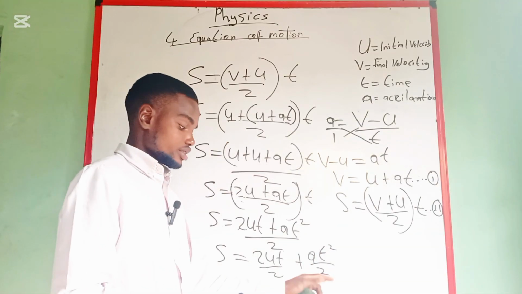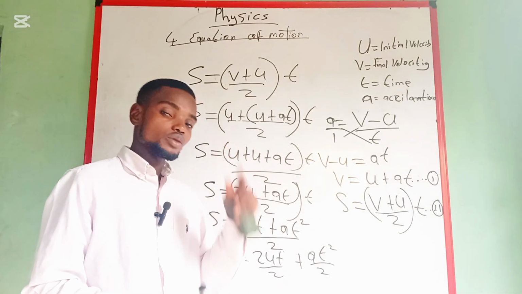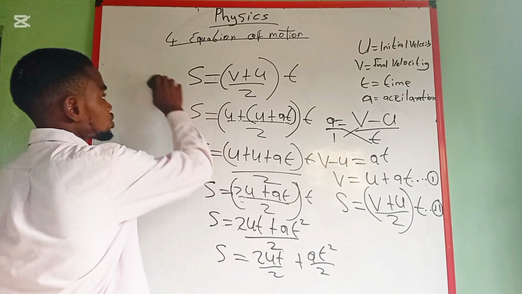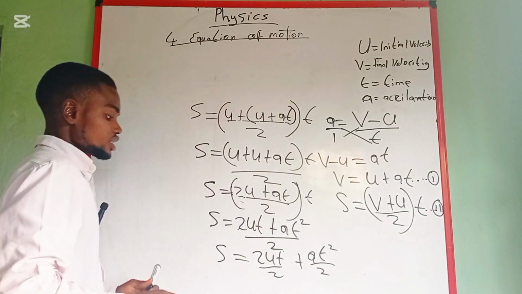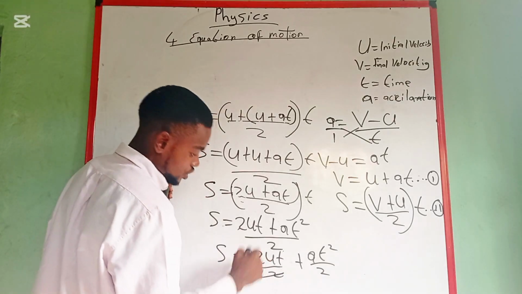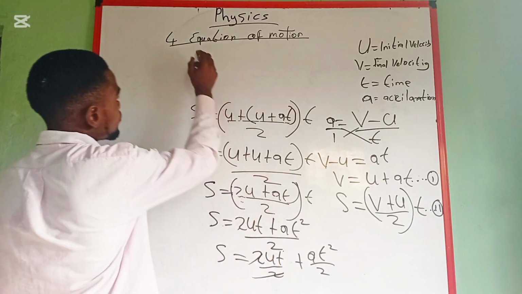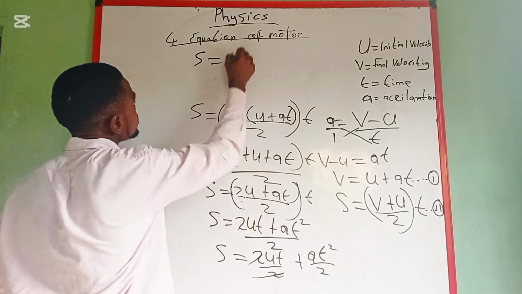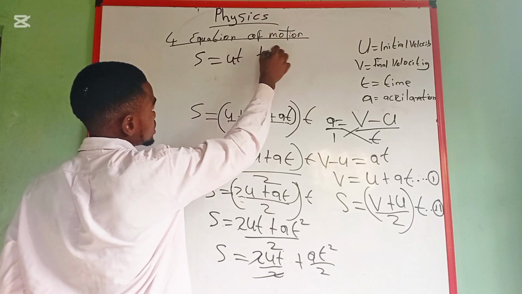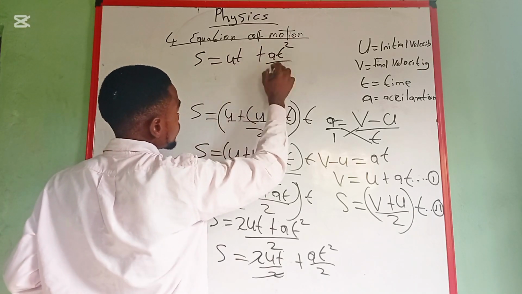Then if you want to add it, you now call it what? One denominator, according to law of what? Action. So permit me to print this. So in this case, you find out that this will cancel this, and then we are going to have s is equals to ut plus at square over 2.